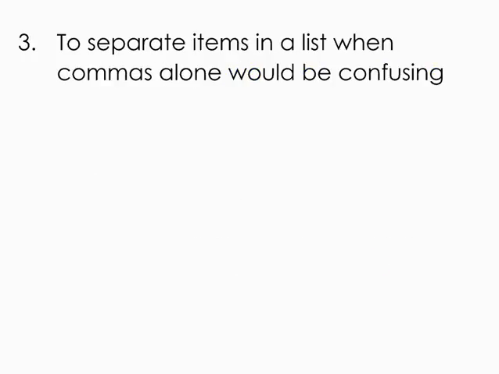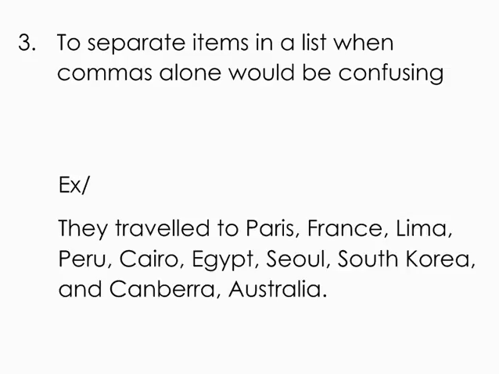The third way to use a semicolon correctly is to separate items in a list when commas alone would be confusing. Let's look at an example. They traveled to Paris, France, Lima, Peru, Cairo, Egypt, Seoul, South Korea, and Canberra, Australia. Wait a second, those weren't a bunch of different places. Those were cities and their countries listed separately. The commas alone make it a bit confusing.